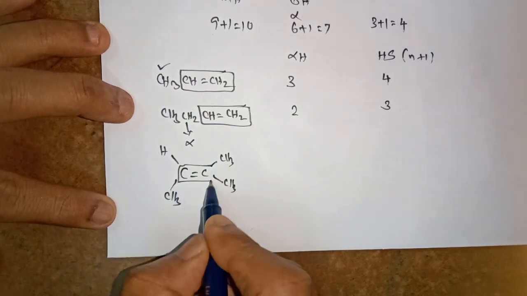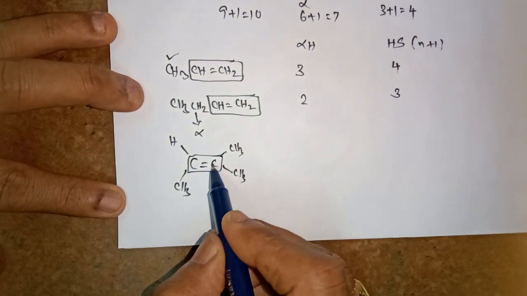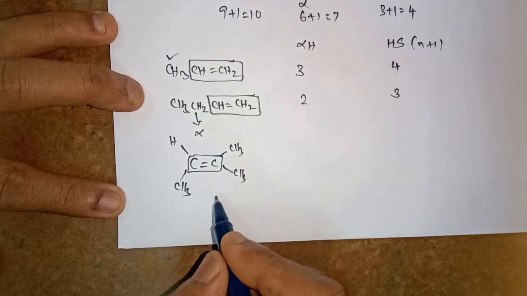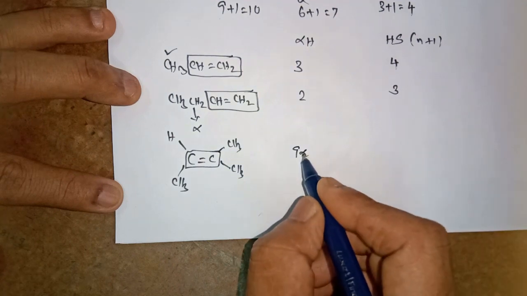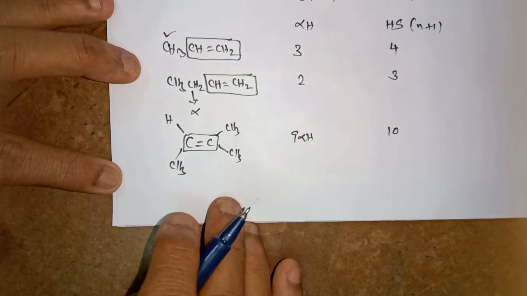The carbons which are attached to this carbon are called alpha, as it is a functional group. Alpha, alpha, alpha: 3, 3, 3. Totally how many hydrogens here? 9 alpha hydrogens it has. So how many structures does it show here? 10. 10 structures it shows.